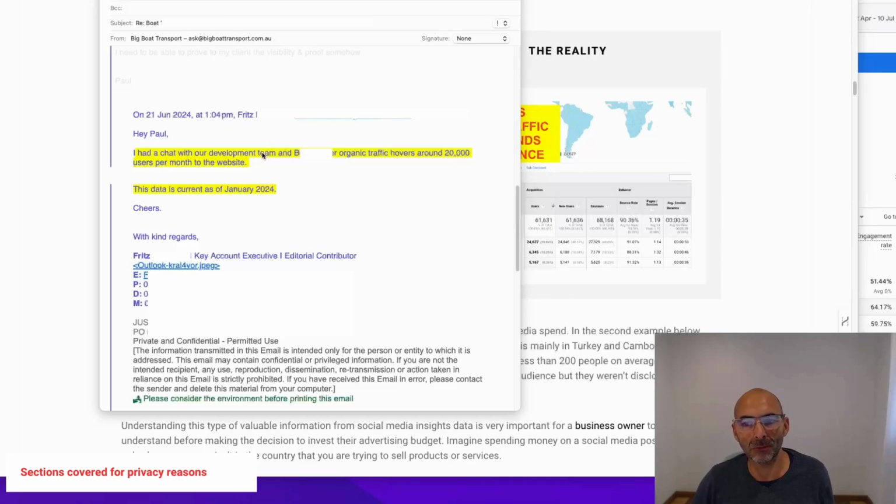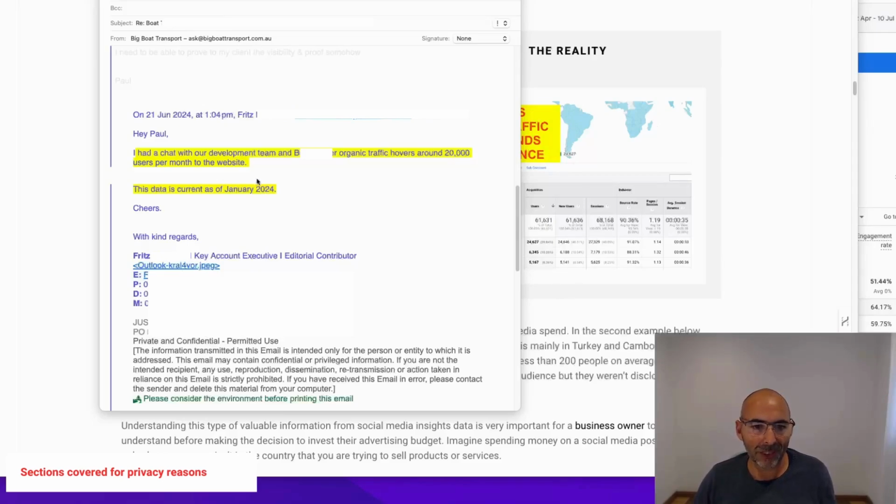For example, in this response, we got told that organic traffic hovers around 20,000 people per month. But that data was as of January. Now we're talking about June, so it's like 6 months old. So therefore, straight away, first question is, has that gone up, gone down? Is that consistent? Even where does that come from organically? Is it in Australia or is it other countries?